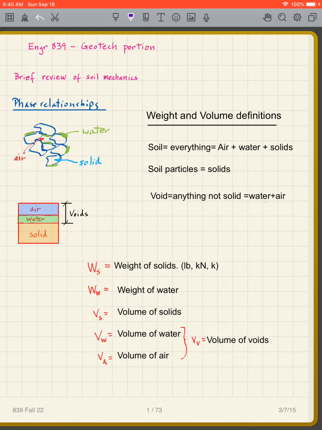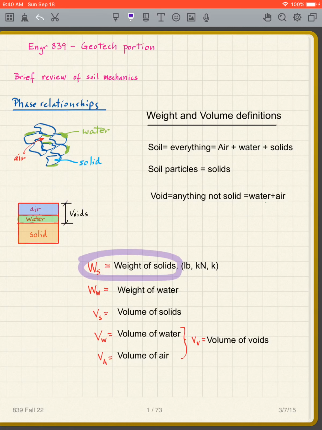And this is the typical way that a soil is represented in a schematic, whereby although the soil really looks something like this, we separate out the solids, water, and air, and as we said, the combination of the air and the water is the voids.